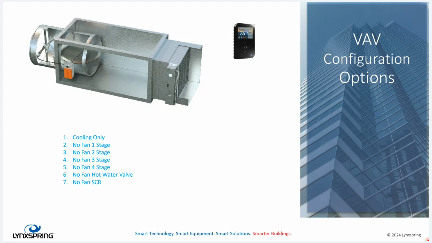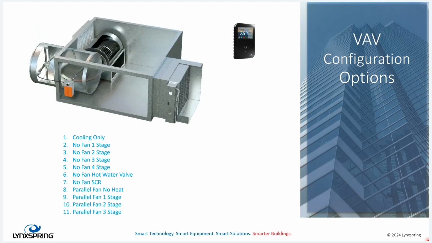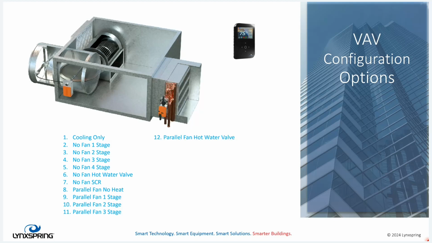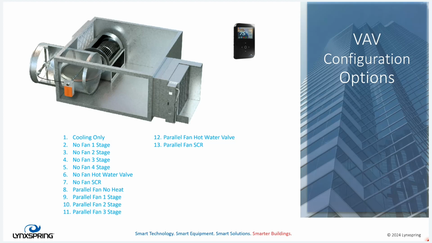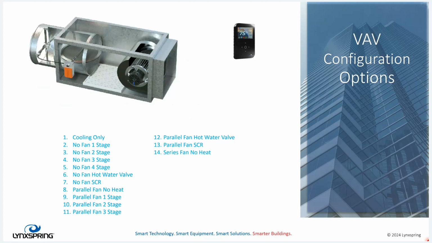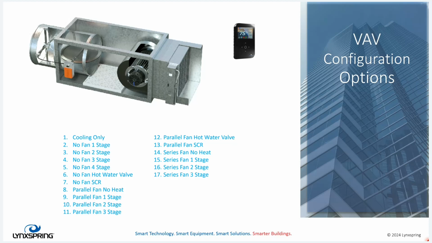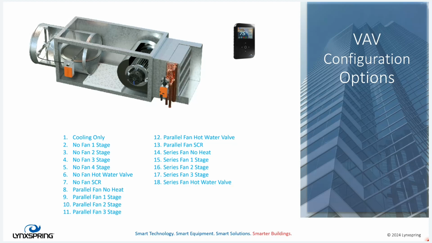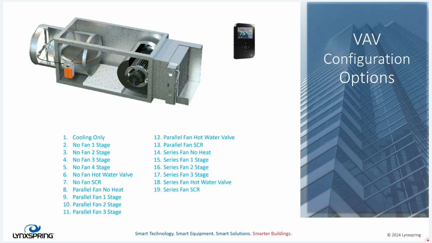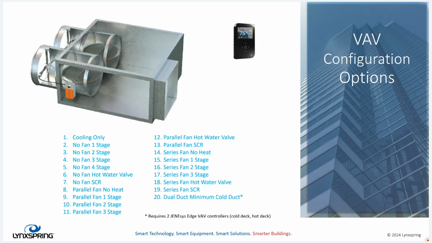So a fan powered box with no heat, 1 to 3 stages of heat, a hot water valve and an SCR version, and then a series fan with stage heat, also 1 to 3 stages, the hot water valve, the SCR heating, a dual duct, which the style is the minimum cold duct.